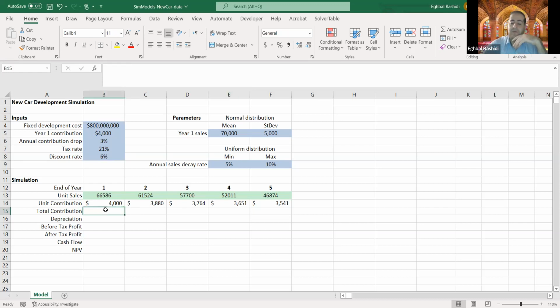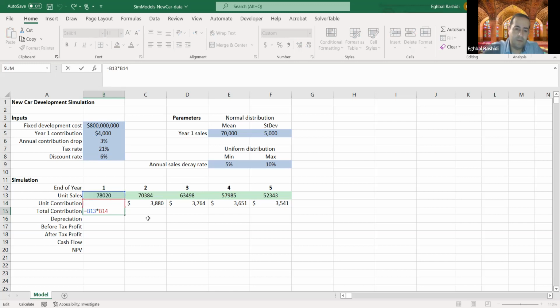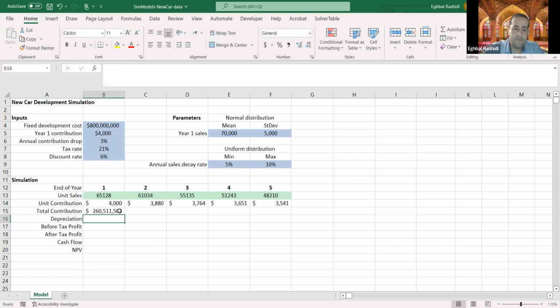The total contribution. So the total contribution, or the total margin for the car, is the amount of car that has been sold. So that's the unit sales multiplied by the unit contribution. So that's, for example, whatever is sold in the first year multiplied by 14, which is the unit sale. Drag it down to here.